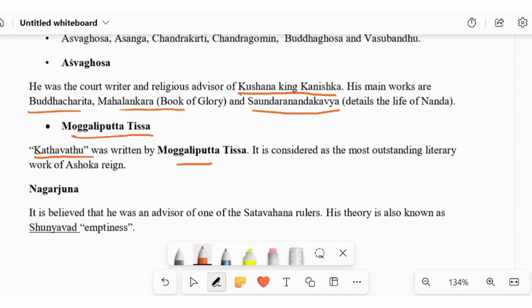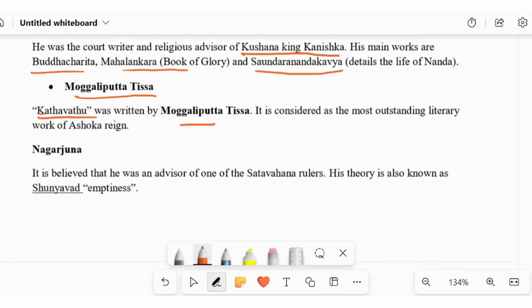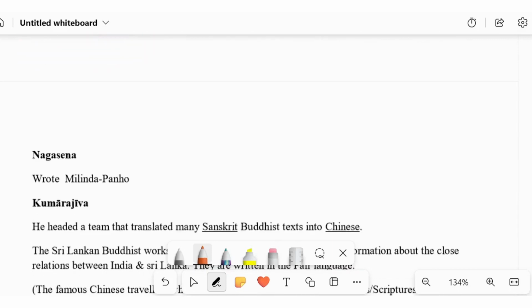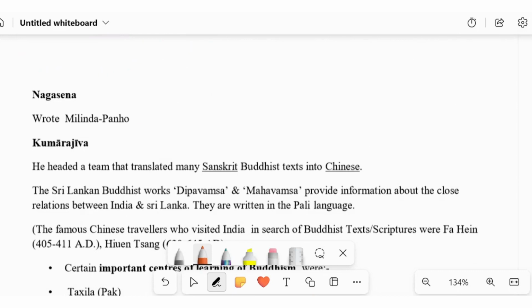Then Nagarjun, another famous scholar who probably lived during the time of the Satvahana rulers in the Deccan. So Nagarjun is known for his philosophy of Shunyavad or emptiness. Then I come to Nagasen. Yes, the famous work Milind Panho.